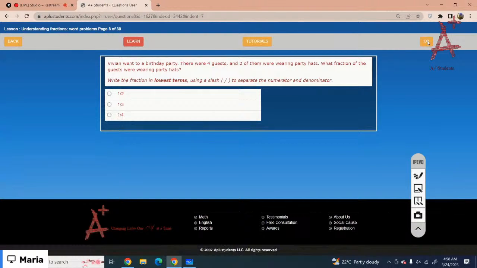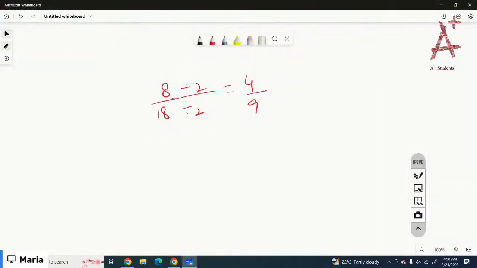Okay, Vivian went to a birthday party. There were 4 guests and 2 of them were wearing party hats. What fraction of guests were wearing party hats? So the total guests are 4, and out of the 4, 2 of them were wearing party hats. So it would be 2 out of 4. Got it?